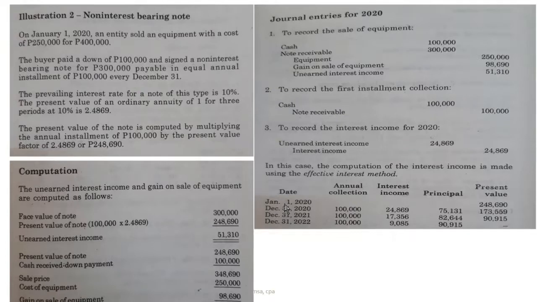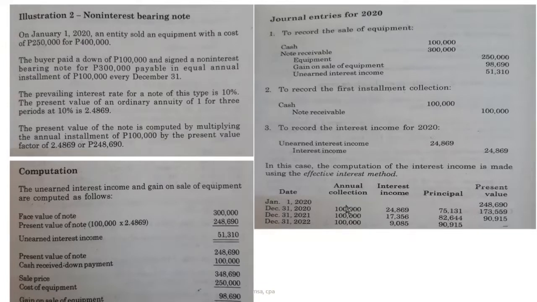The first date here would be the date of the transaction. That's January 1. Then there would be 4 additional columns aside from the date. So annual collection, interest income, principal, present value. Okay, so what would be the first item that you're going to place here? The present value. And how do we compute this one? This, right? This 100,000 times 2.4869.